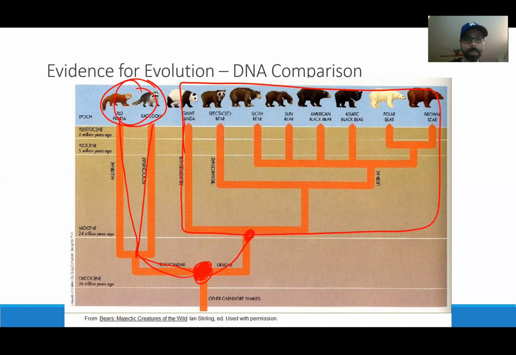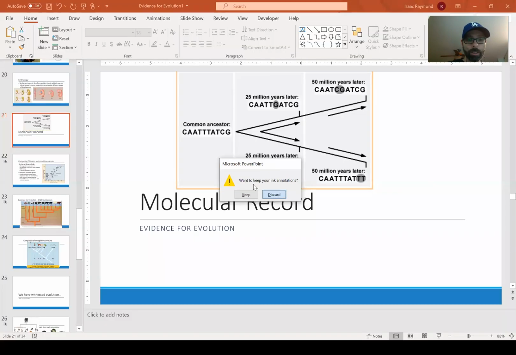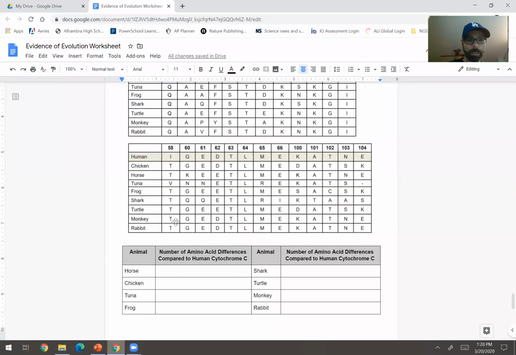And so the DNA evidence points us in the right direction and helps us to understand the commonalities and the relationships about how these animals are related. And that will help you to fill out this worksheet.